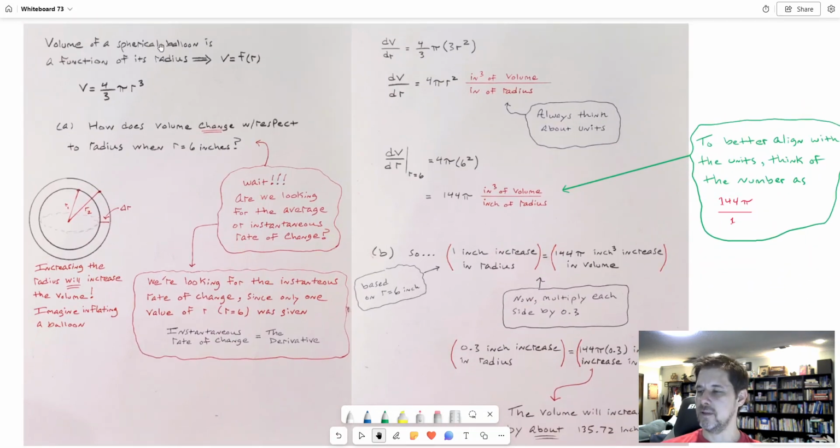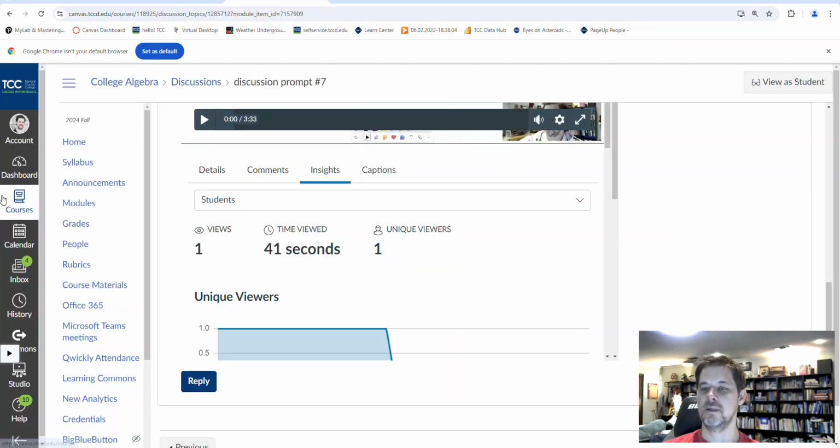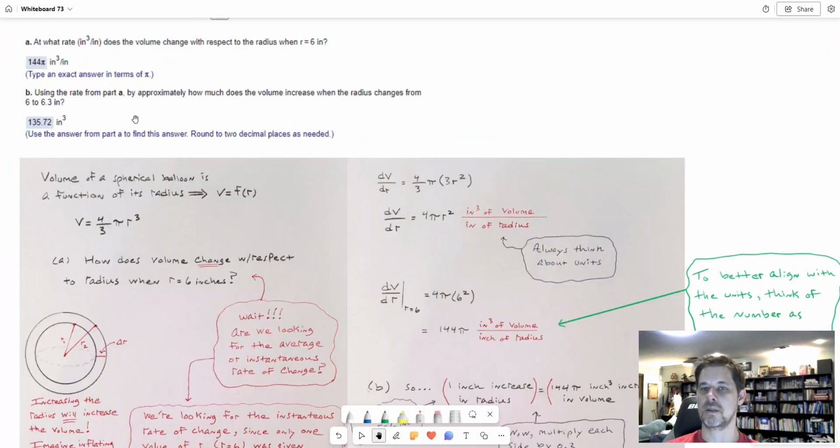The volume of a spherical balloon is a function of the radius, meaning that the radius is what you could start with. You could plug that into the formula and you get the volume like this: 4/3 times pi times the radius to the third power. You do that, you get the volume. So part A of this question, which you can read on your own, says, how does the volume change with respect to the radius when the radius is 6 inches?